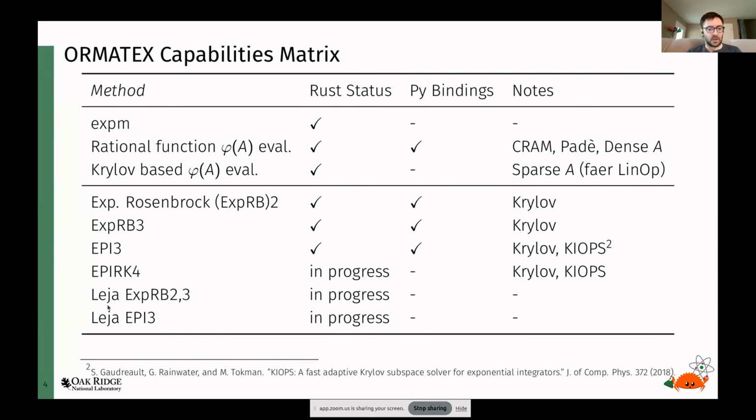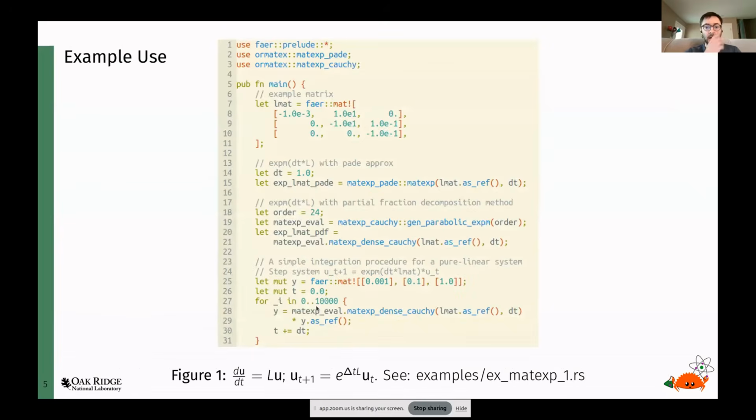We are also working on a polynomial interpolation technique based on Leja points for these matrix exponential evaluations, which leads to a different class of exponential integrators, which is quite attractive. These are basically an alternative to Krylov-based exponential integrators. So those are in progress currently.